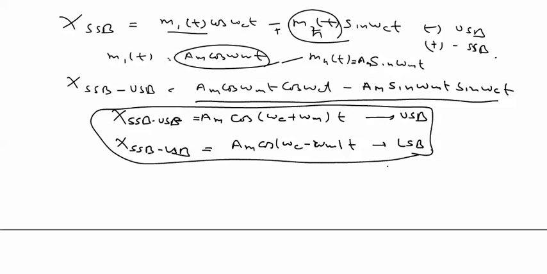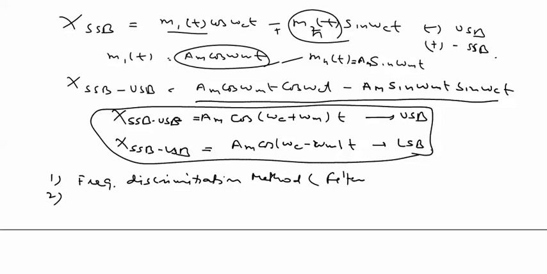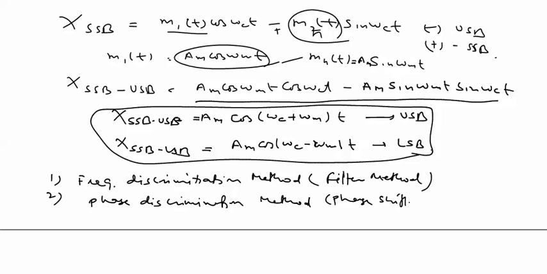Now we will discuss the generation idea of SSB. There are two methods to generate SSB. The first is the frequency discrimination method, or filter method. The second one is the phase discrimination method, meaning the phase shift method. I will discuss both one by one.